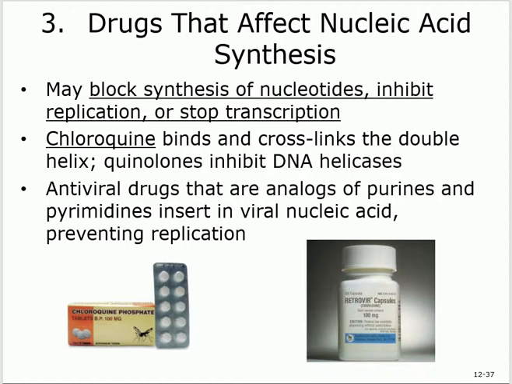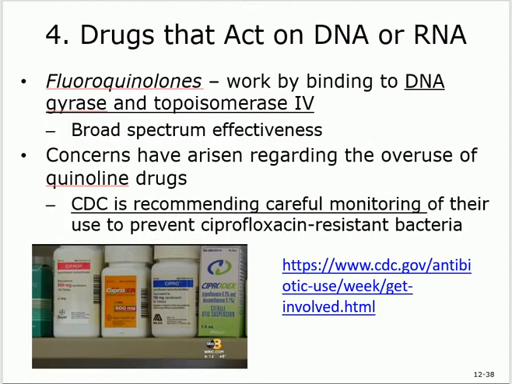What exactly can you affect in nucleic acid synthesis? Any part. You can block the synthesis of the nucleotides in the first place. You can prevent replication. You can prevent transcription. Right? And the example of that is chloroquine. Okay, good enough to know. So how does chloroquine work? Nucleic acid synthesis.